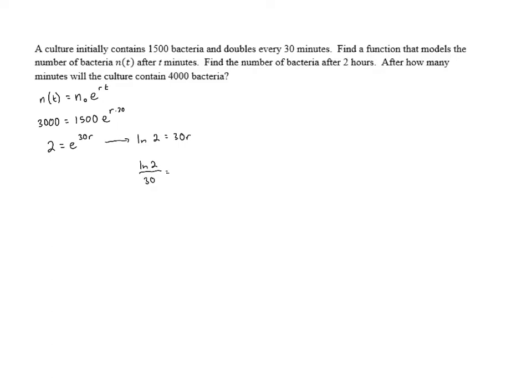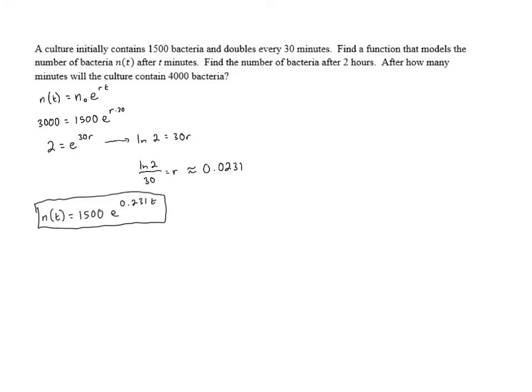and dividing both sides by 30 tells us that r equals ln of 2 over 30, and this is approximately equal to 0.0231, which means we have a relative growth rate of 2.31%. Plugging this in gives us our function n of t equals 1,500 times e to the 0.231 t power. So this is our function.